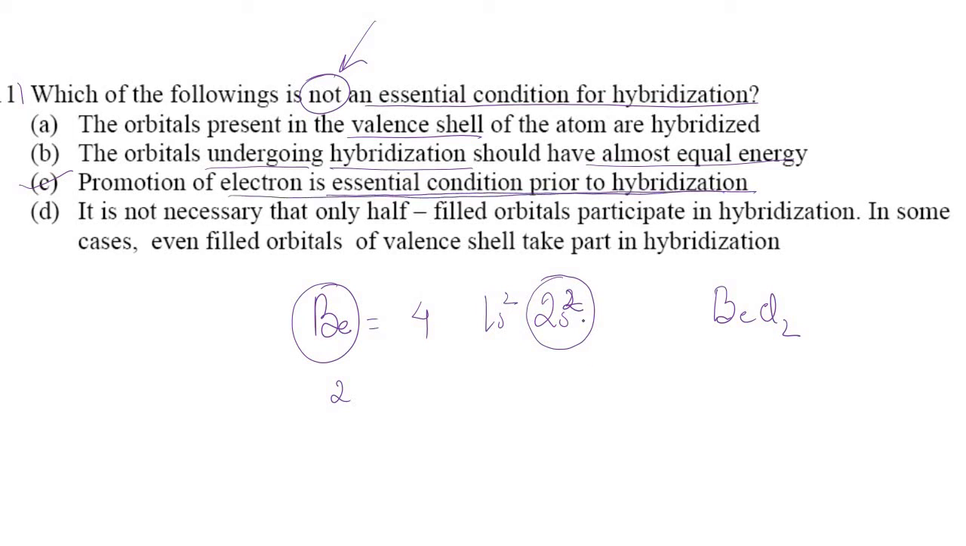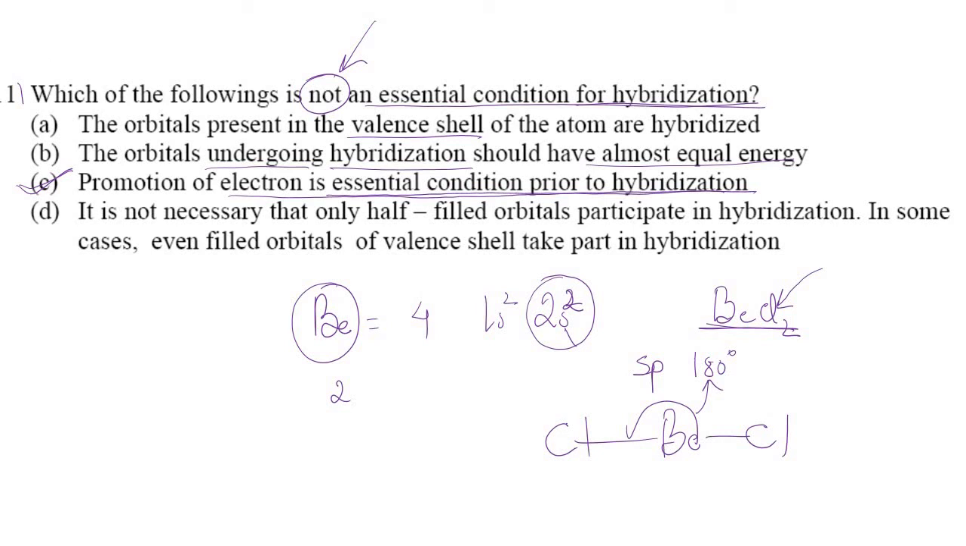hybridization. So this s orbital will combine with the p orbital of chlorine to form sp hybridization, and we already know that if it is sp, the bond angle is 180 degrees, and the molecule becomes linear in nature. Central atom is beryllium, here 1 Cl and here 1 Cl. The bond angle is 180 degrees. So what is the correct option? Correct option is C. Promotion of an electron is an essential condition prior to hybridization. That is the option, but that is not the correct one. Which of the following is not an essential condition for hybridization, they have asked. Is it clear?